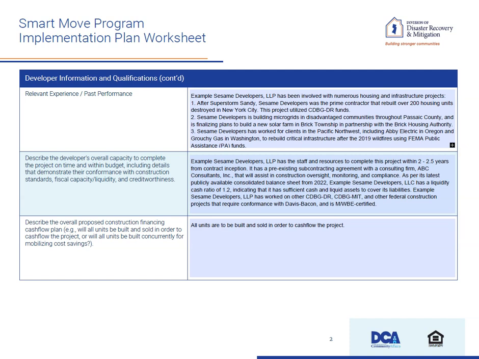Next, detail the developer's overall capacity to complete this project on time and within budget. To do this, include details about their ability to conform with federal building, elevation, or construction standards, or green and energy efficient standards. Also, include details about the developer's financial capacity, liquidity, and creditworthiness. For example, you may want to reference a recent balance sheet that details that their liquidity cash ratio is above 1.0, indicating sufficient cash and liquid assets to cover its liabilities.